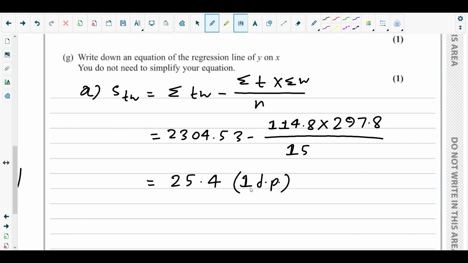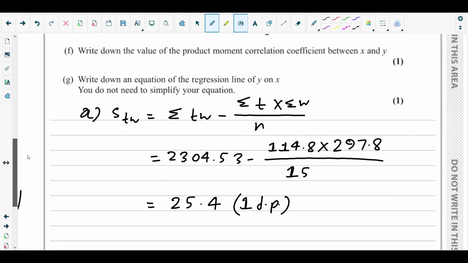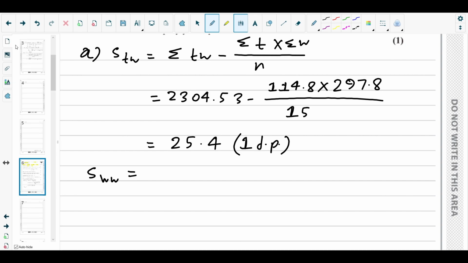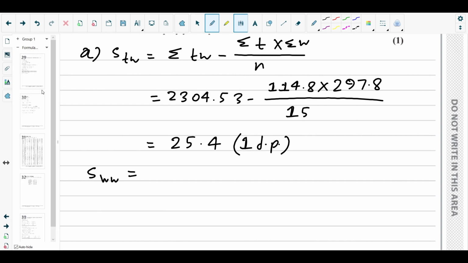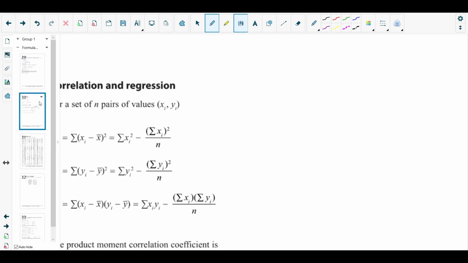Next they asked us to find the value of S of WW. What is the formula? Let me show you the formula. Most students have difficulty remembering this formula, so no problem, you can check it directly from the formula booklet.